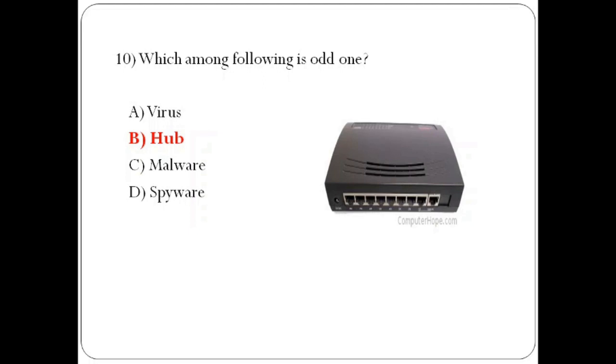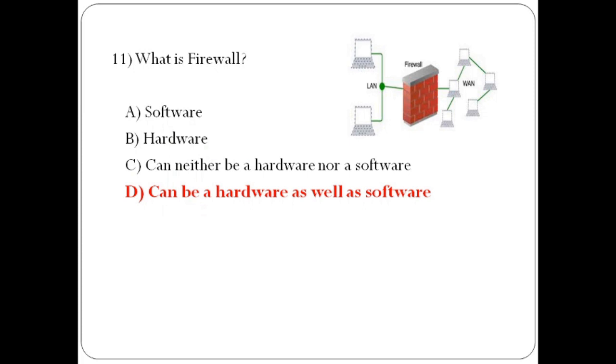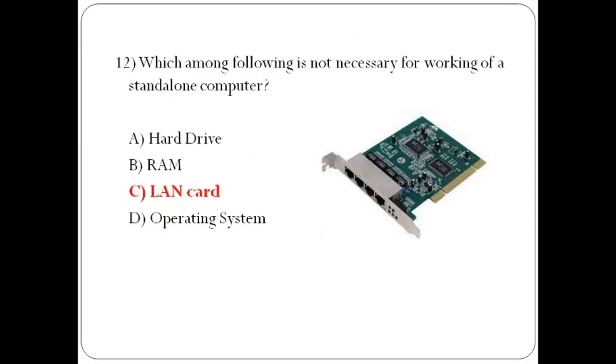When referring to a network, a hub is the most basic networking device that connects multiple computers or other network devices together. What is a firewall? A firewall typically establishes a barrier between a trusted internal network and untrusted external network such as the internet. Firewall can be a hardware as well as software.